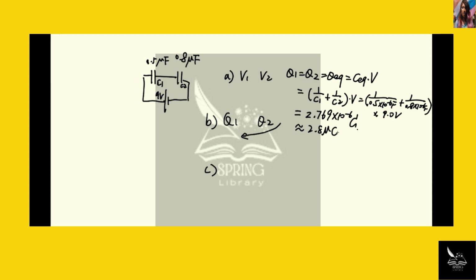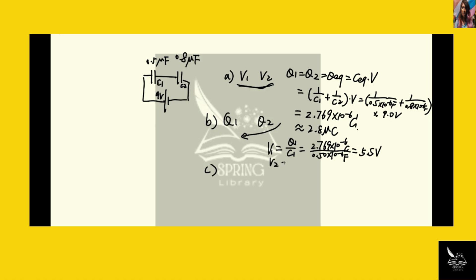And we still need to find the voltage. We actually ended up doing part B before part A. When we find voltage, voltage V equals Q over C. And for the two capacitors, they have the same charge, which we just found, but they have different capacitance, so they will have different voltage. So V1 equals Q1 over C1, which is 2.769 times 10 to the negative 6 coulomb over C1, which is 0.5 times 10 to the negative 6 farad. And this gives us 5.5 volt.